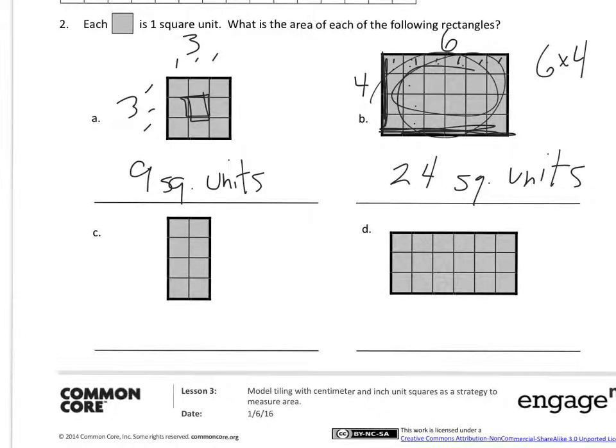Go ahead and do C and D, and when you're done with those, or pause it and do those, and when you're done with those, go ahead and unpause it.